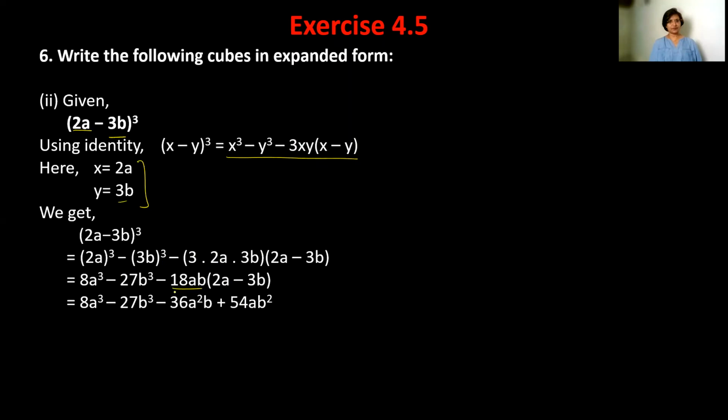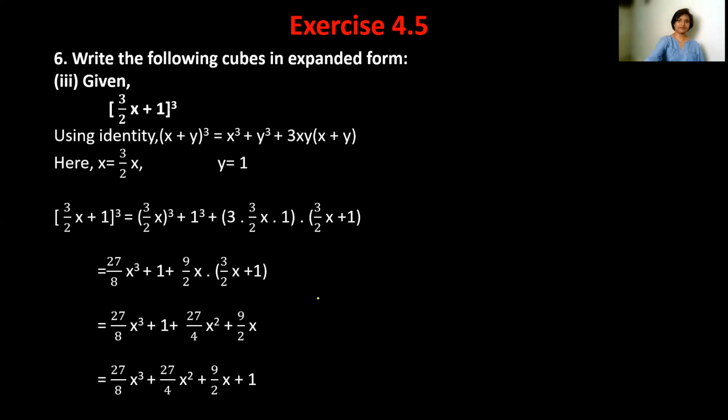So here we have to solve it. After multiplying this, we get 18ab. 3 3s are 9, 9 2s are 18, 18ab, and within a bracket 2a minus 3b. Now we have to multiply this 18ab into this bracket. So 8a cube minus 27b cube minus 36a square b, with minus sign. Now the minus sign is here, and minus will become plus, and 18 times 3 is 54, a and b square. So this is it here.